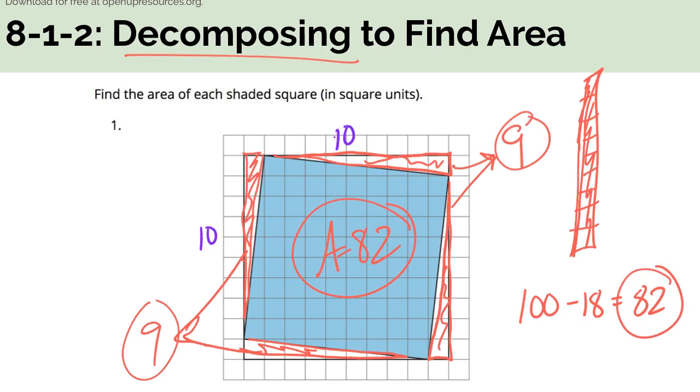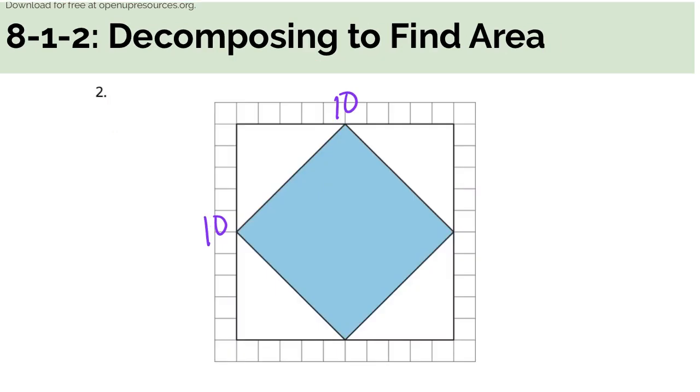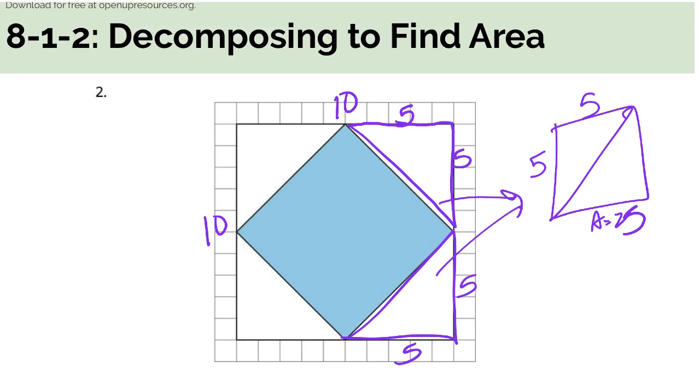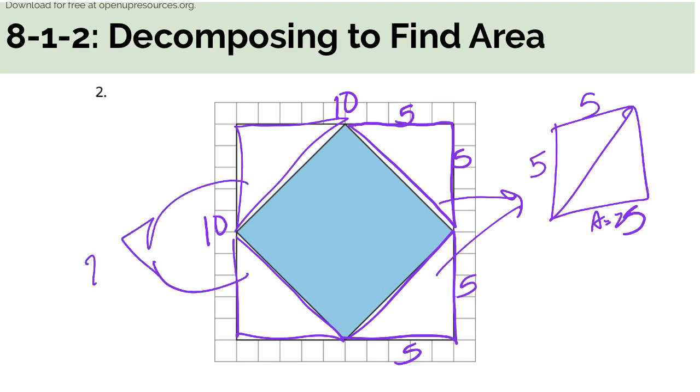Okay, so this one is missing some of the grid lines, but it's the same idea. My big outer square is 10 by 10, and I'm going to focus on these pieces that I need to subtract off. They have dimensions of 5 by 5. And so if I took 2 of these triangles and put them together over here, they would make a square with dimensions of 5 by 5, which would have an area of 25. So those two make 25. These two on the other side will also make 25.